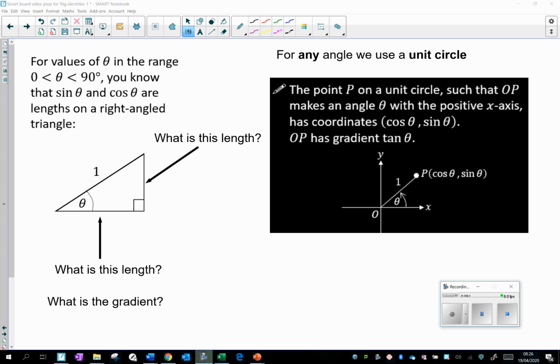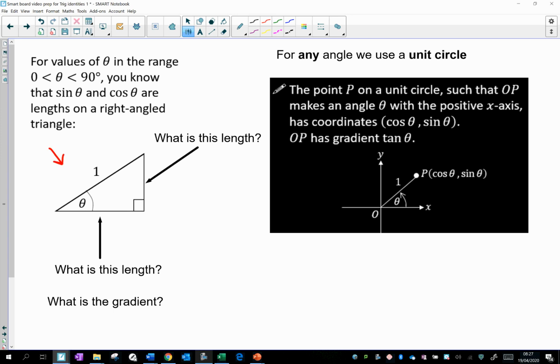Okay, on this next page we're going to learn about something called the unit circle, and it gives us an idea of how we can work with trig ratios, so sine, cosine and tangent, for angles which are not just in the range 0 to 90. It helps us to understand these trig ratios for any angle. So let's consider this triangle down here.